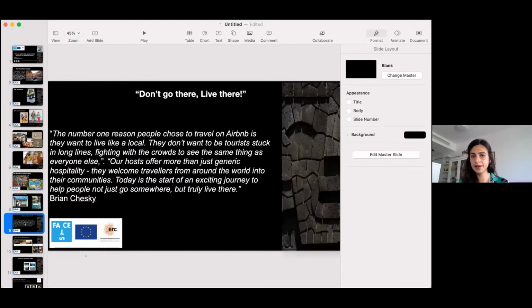So Live There is in fact one of the most successful Airbnb campaigns, and here you can read the explanation of Airbnb CEO Brian Chesky, explaining how Airbnb is different. They really engage with the fact that tourists don't want to be stuck in long lines anymore and fighting with the crowds. They really want to be part of a community. I won't read the whole quote, but you can get the idea.